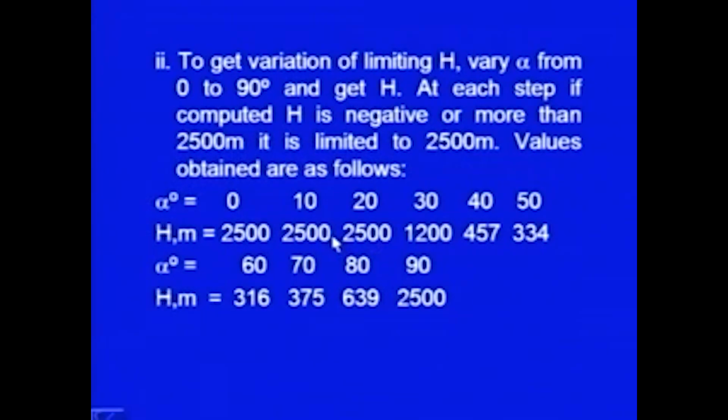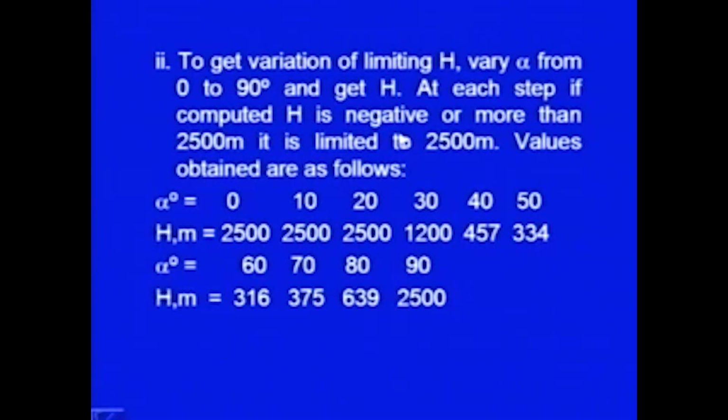Let me go to the second part of the question. We were asked to find out how the limiting height h varies with alpha, and alpha has been varied from 0 to 90 degrees. It is a simple calculation. You have to put different values of alpha into the expression and then get h values. At each step, I have to remember two criteria: if the computed h is negative, or if it is more than 2500, then we have to limit the h value to 2500 meter.